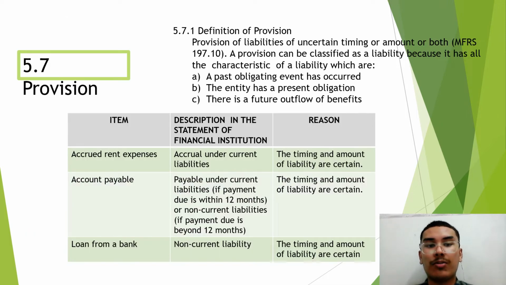Next is 5.7 Provision. 5.7.1 Definition of provision. Provisions are liabilities of uncertain timing or amount or both, in MFRS 137.10. A provision can be classified as a liability because it has all the characteristics of a liability, which are: A. A past obligating event has occurred. B. The entity has a present obligation. And C. There is a further outflow of benefit. So here you can see the item, description in the statement of financial position, and the reason.